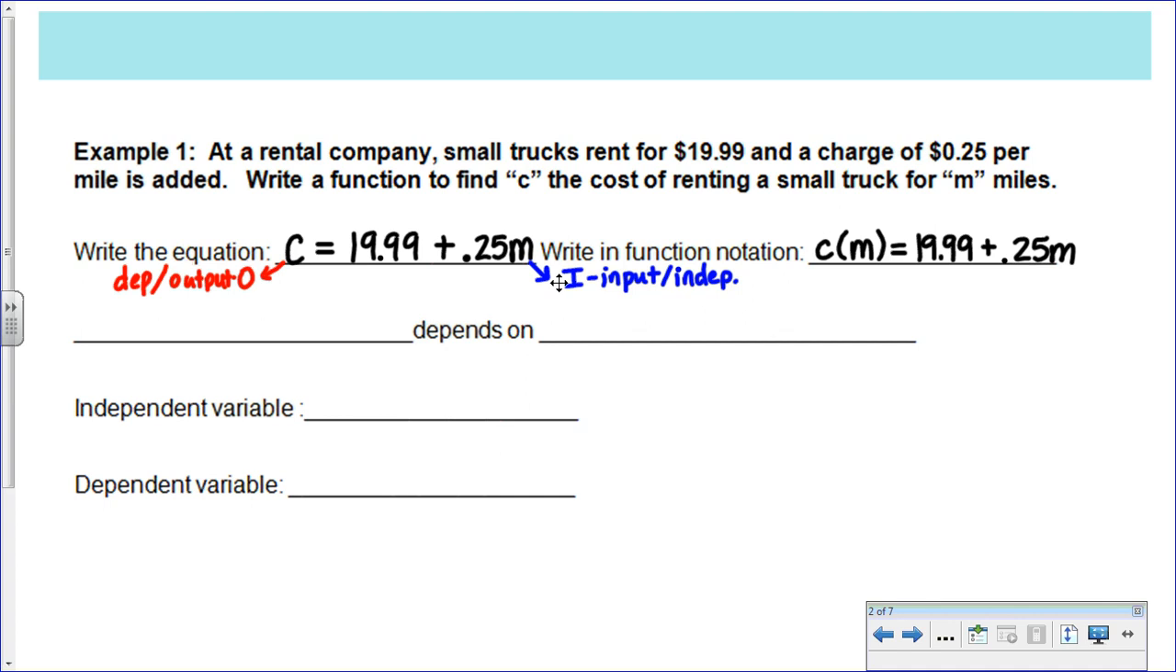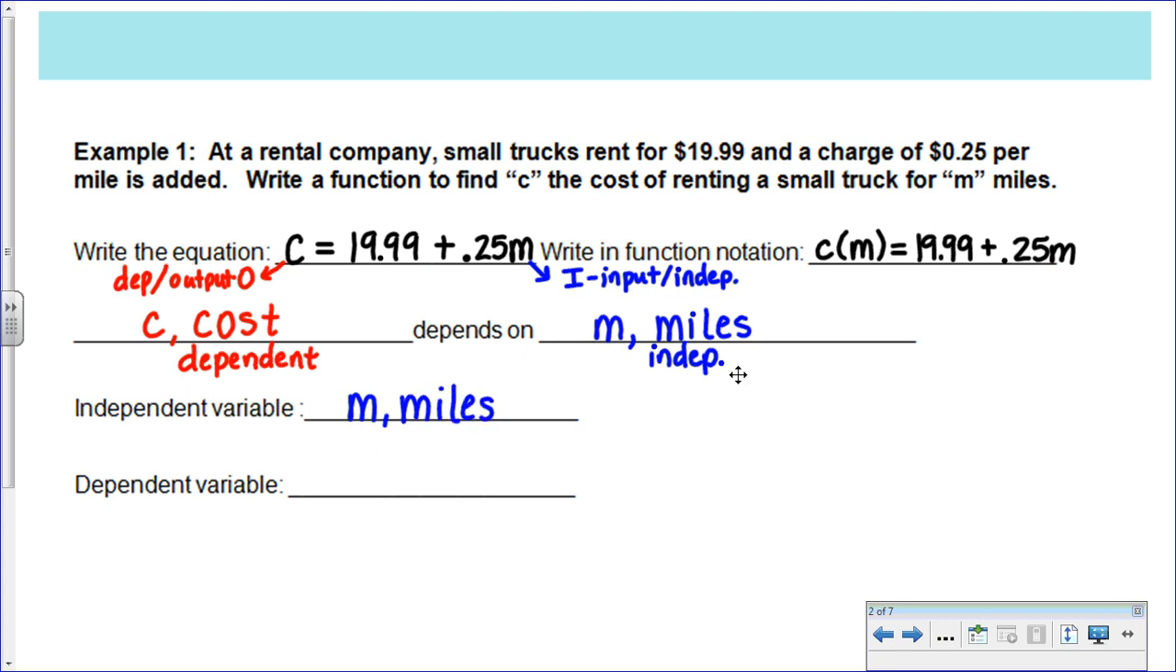To fill in our dependency statement, we remember that it's the dependent variable that depends on the independent variable. And I know that from my equation, M is the independent variable where M represents the miles, and C is the dependent variable where C represents the cost. And that just makes sense. The cost of renting the truck depends on how many miles you drive it. So our independent variable, once again, is the miles, M, and the dependent variable is C, the cost.